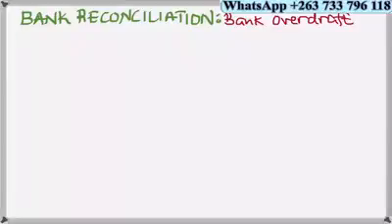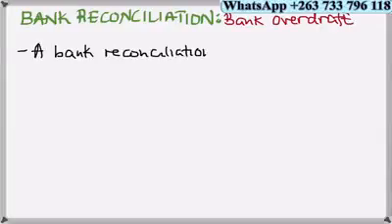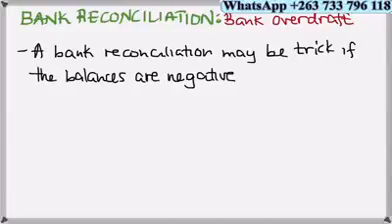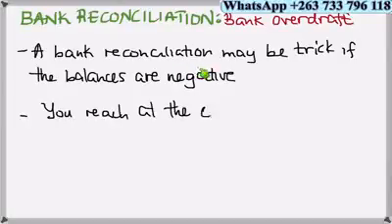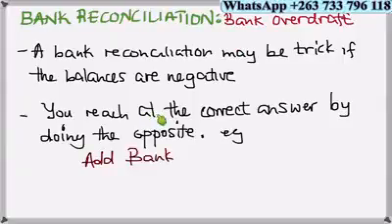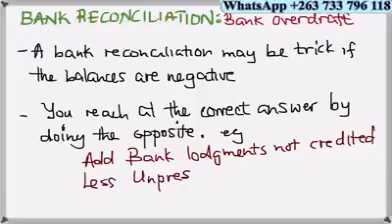In this lesson, we are going to look at bank reconciliation statements involving a bank overdraft, or a credit balance on the cash book. A bank reconciliation may be tricky if the balances are negative, which means if we have a credit balance on the cash book account, which is the bank columns. So you reach the correct answer by doing the opposite, like we did in the last lesson.